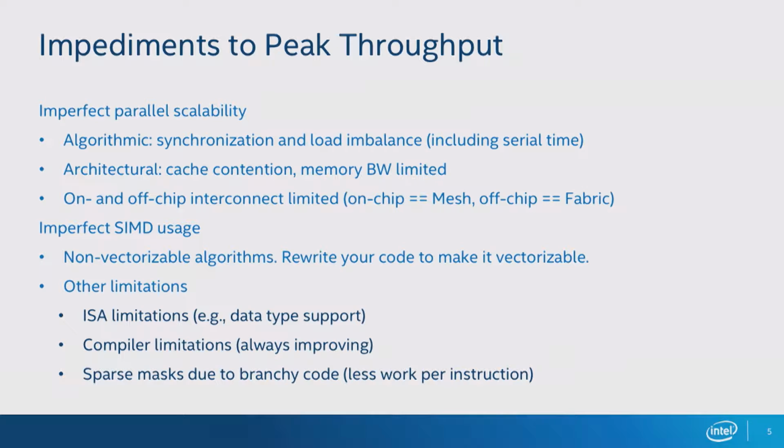So first, talking about parallel scalability, there's Amdahl's law that comes in. If you've got synchronization, and if you've got load imbalance, where some nodes or ranks or threads are doing more work than others. In the extreme case, serial code is the extreme case of load imbalance, where one thread per node is doing 100% of the work, and all the other threads are doing 0% of the work. Arguably, those are algorithmic problems.